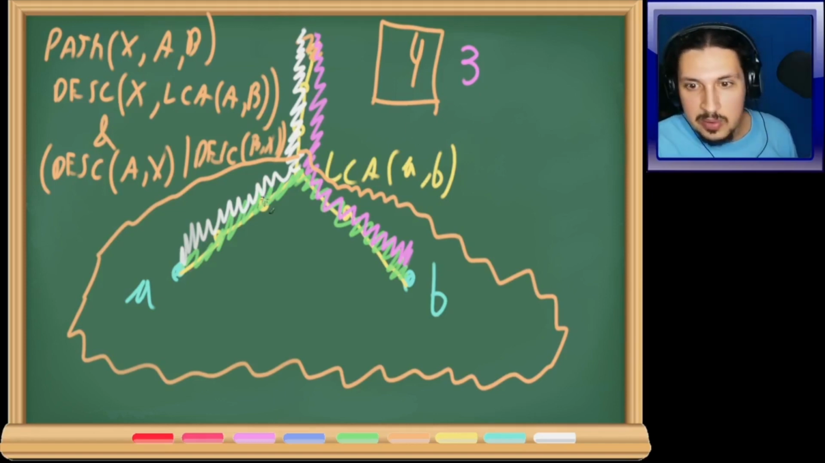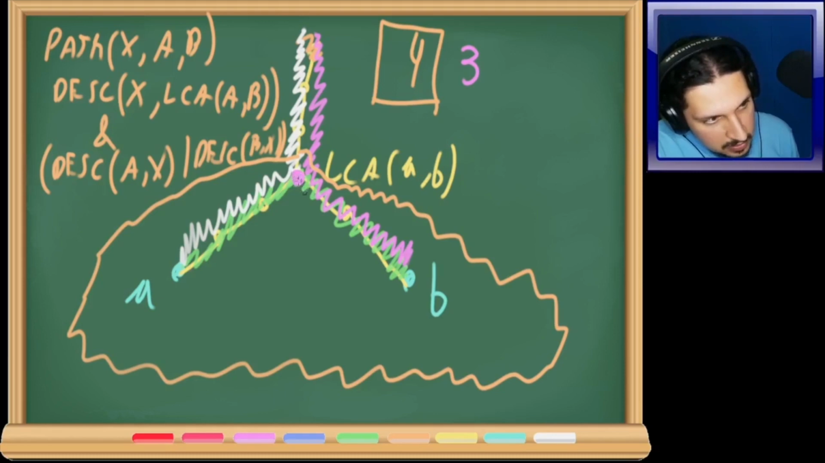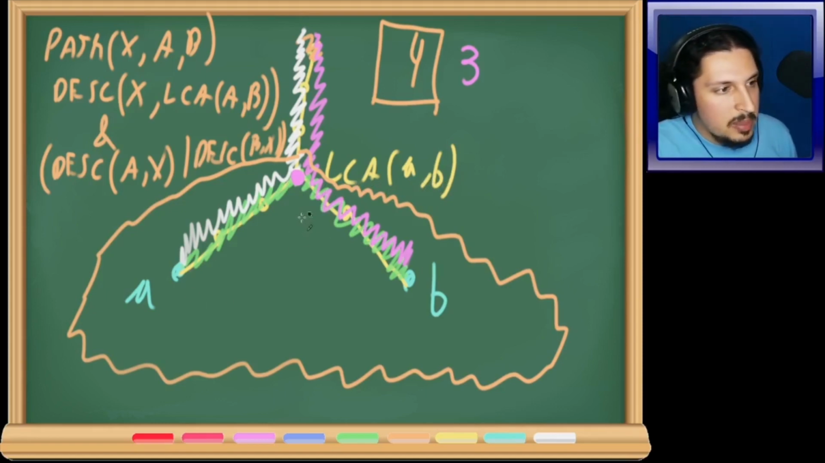Well, basically you can use a very similar method, but instead of checking it like this, we can compute the LCA of A and B, and then if X is the LCA by itself, then that's it. We have solved it. We can already say that it is in the path because the LCA of A and B is always in the path from A to B.